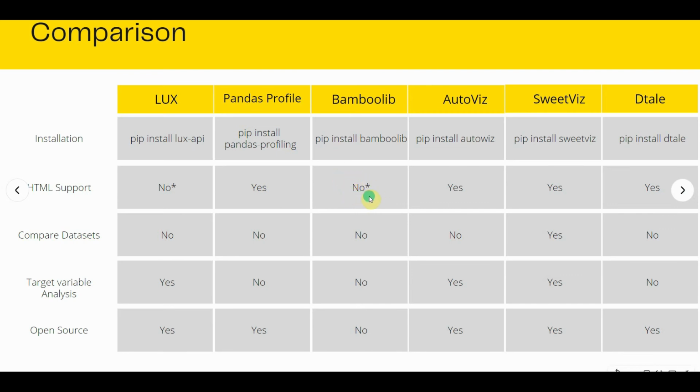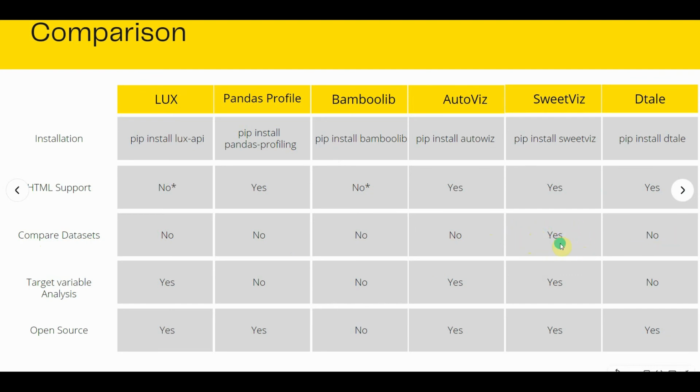So in Bamboolib we can also do the HTML, but that is only a part of the whole analysis, not the whole report that we can generate in HTML. AutoViz, SweetViz and Dtale have an export option where you can export the whole visualization analysis into HTML. When we talk about compare dataset, you can see most of the options are no.